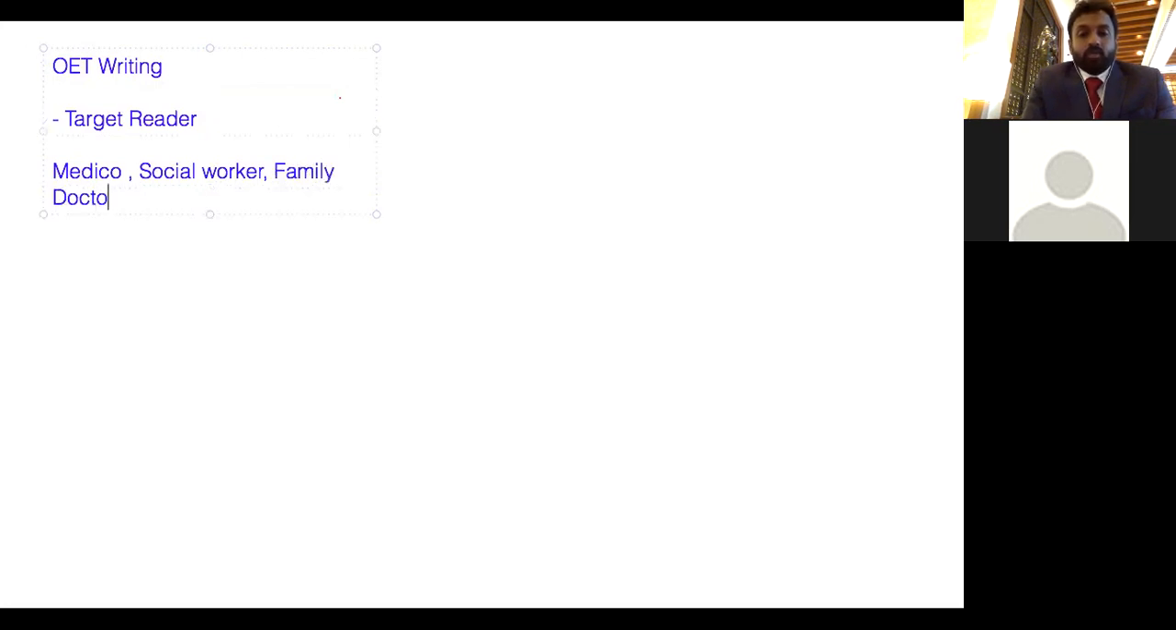There are also scenarios where you need to understand the target reader's point of view. What do I mean by that? If you understand who the reader is, for example, you're writing a letter to a neurologist, think from his point of view: what kind of information would the neurologist require me to provide for this patient? If you understand that point of view, that is something very clear.